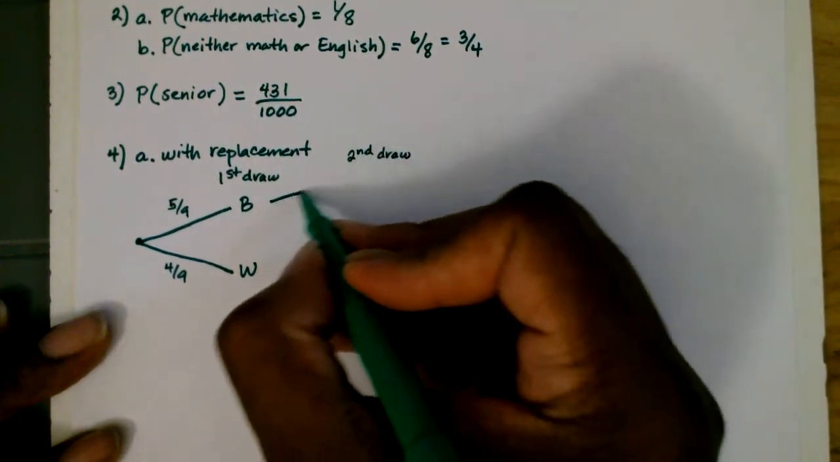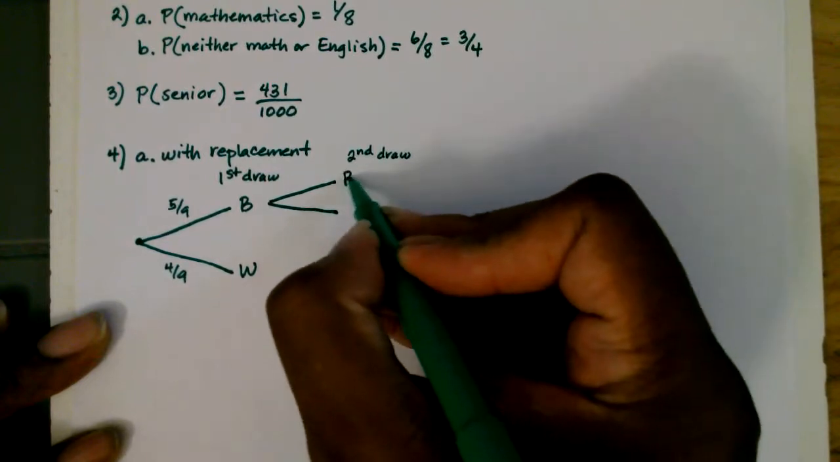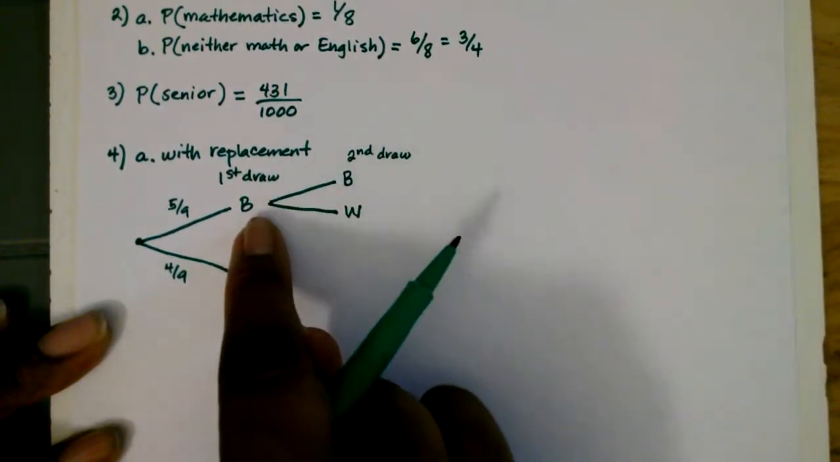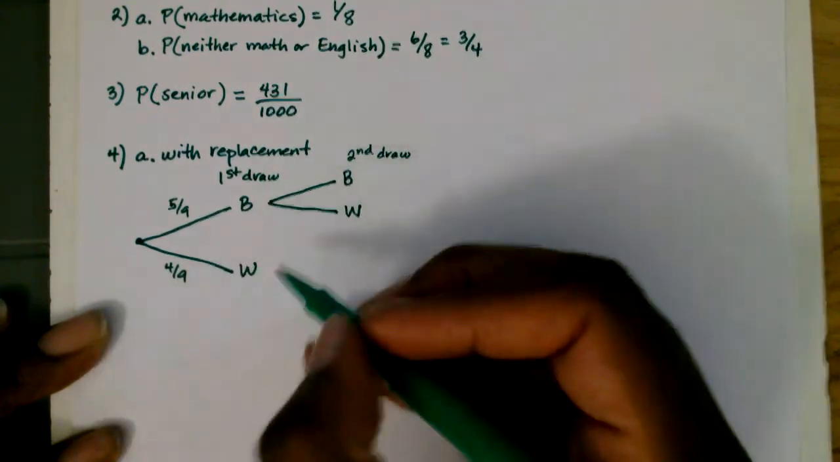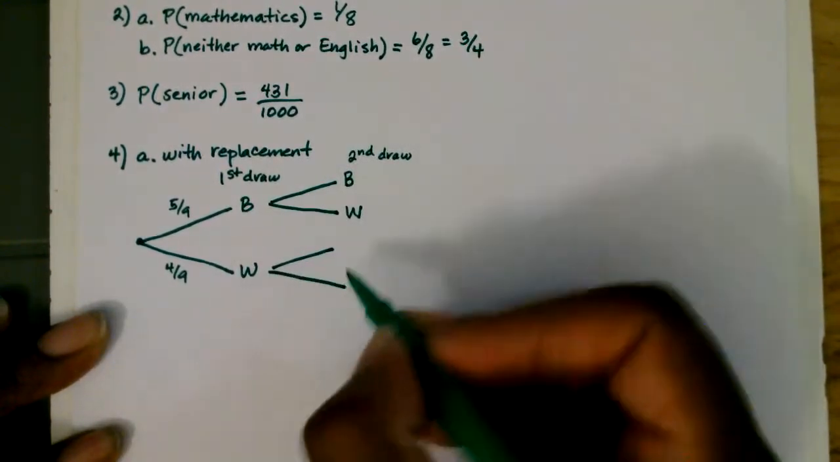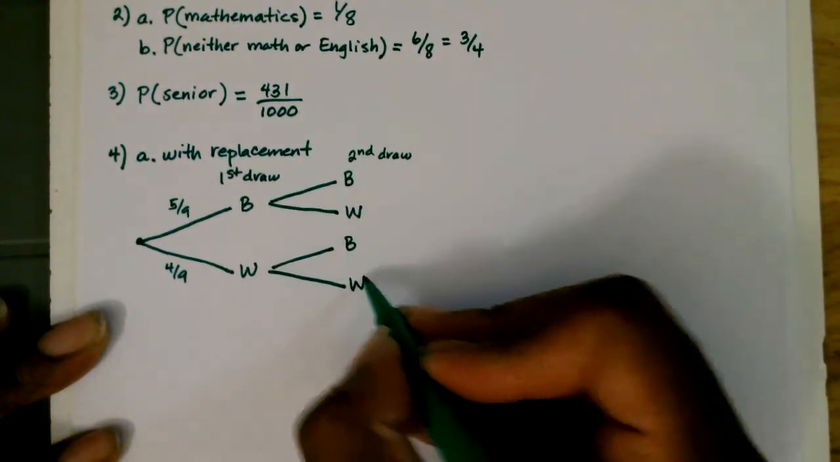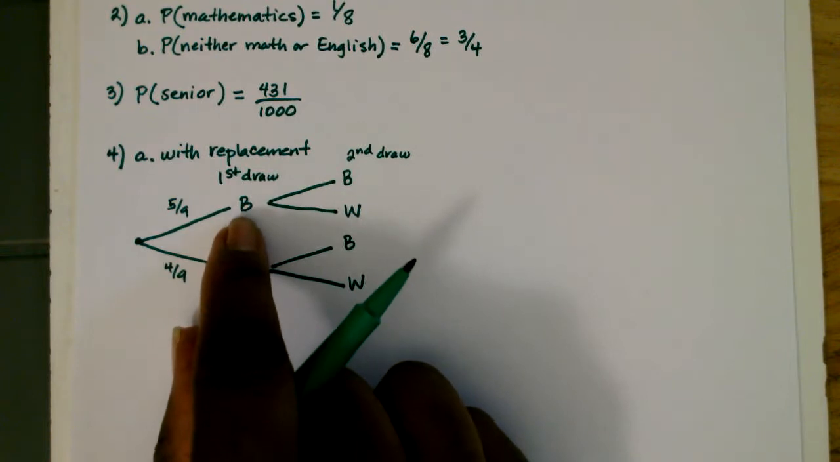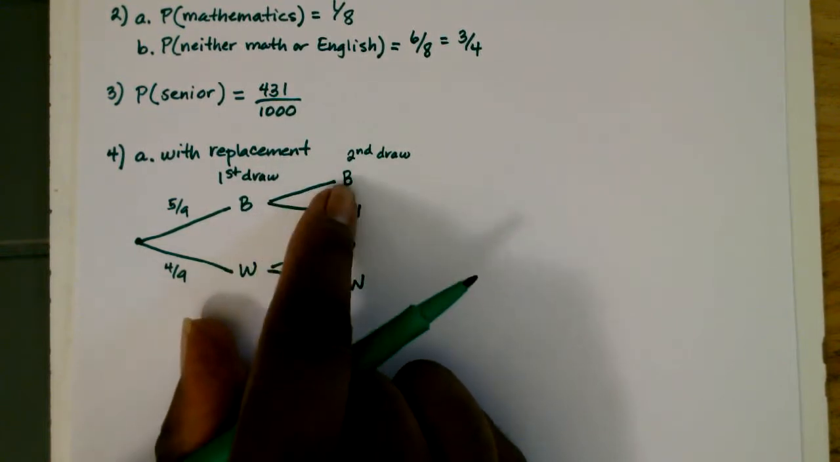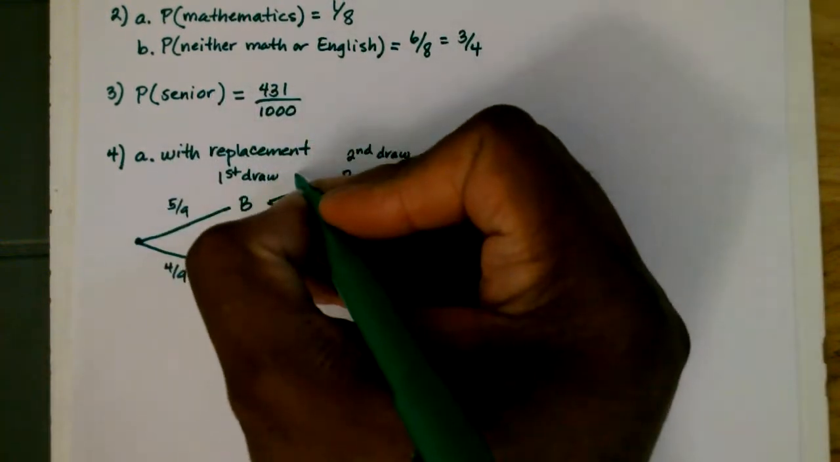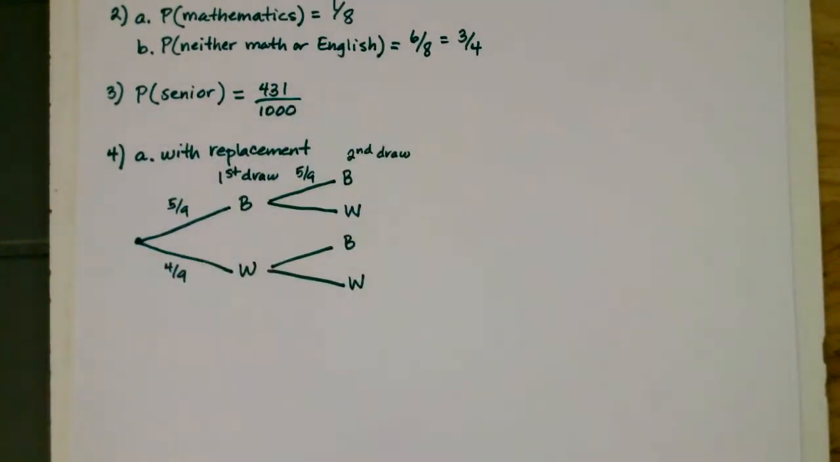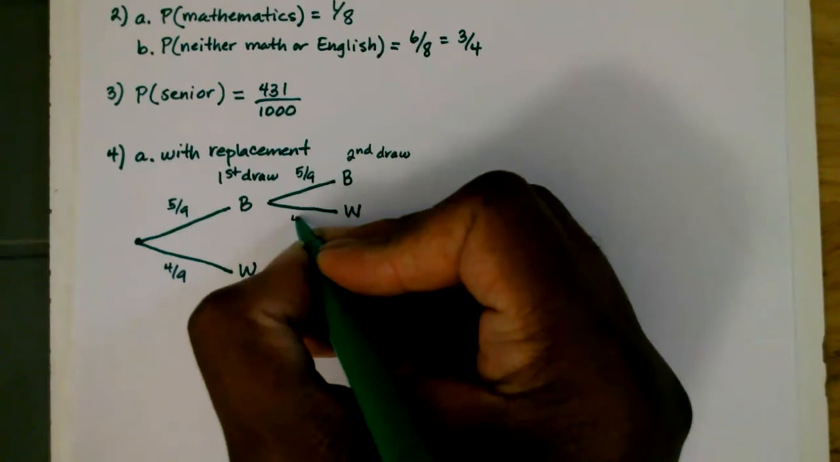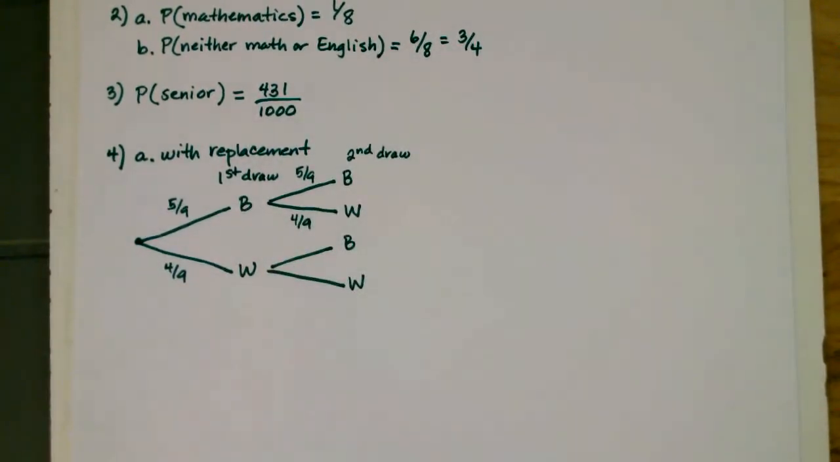Now on the second draw, we can either choose a black ball or a white ball if the first ball was black, or if the first ball was white, we can still draw a black ball or a white ball. But this time it's going to be with replacement. So the probabilities will remain the same. So even if we draw a black ball first, then on the second, we can draw a black ball with that probability being still 5/9. And for a white ball, there's still 4 white balls. So probability there would be 4/9.